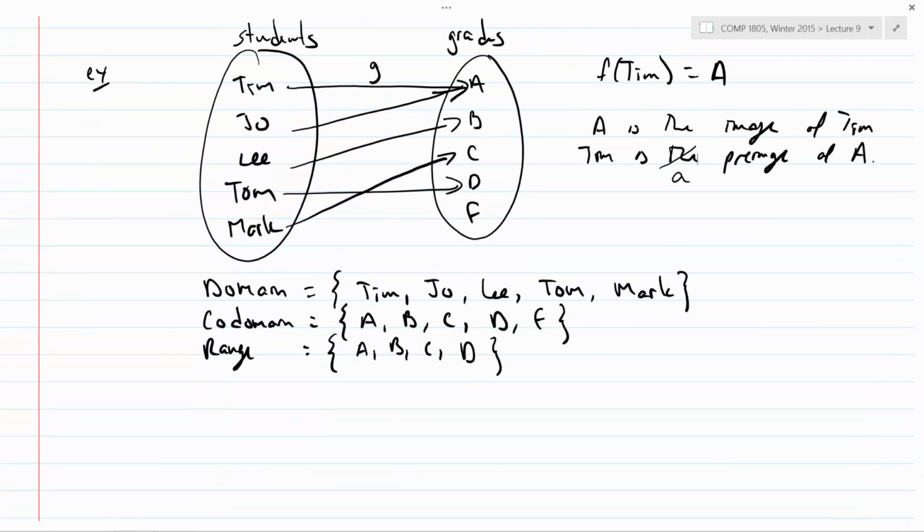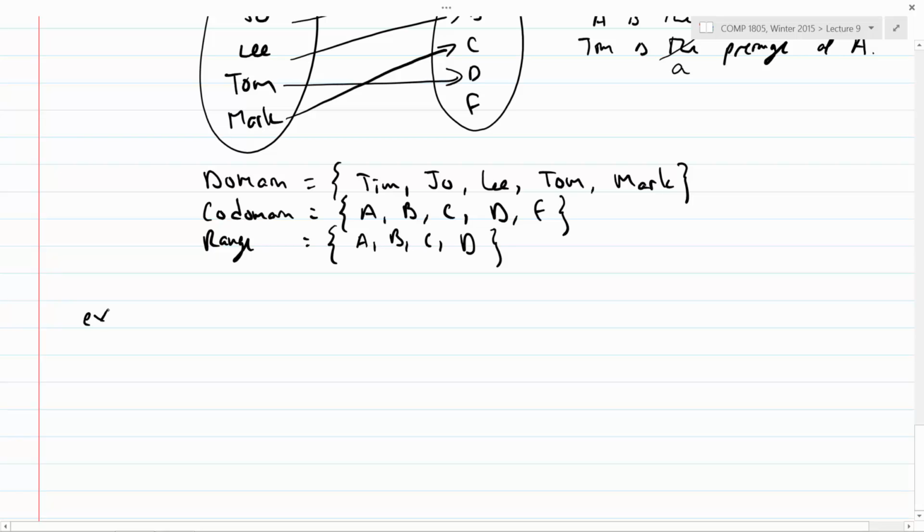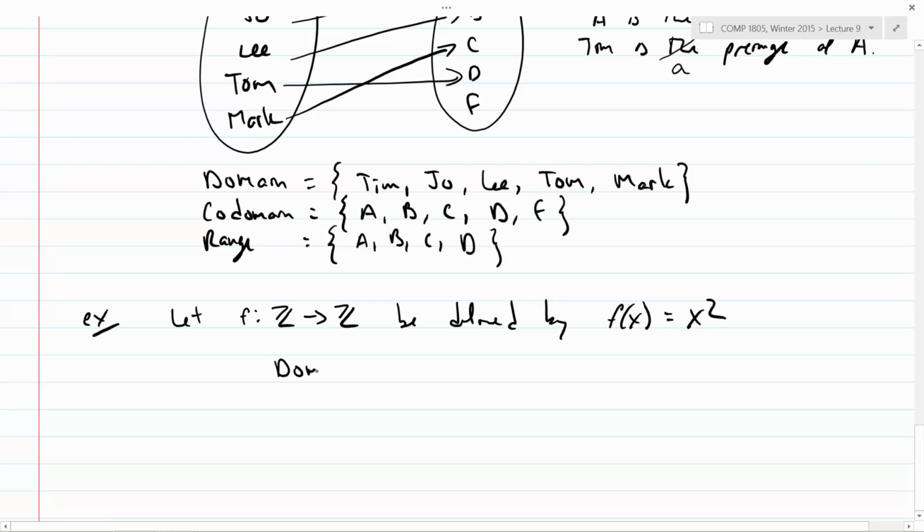All right. So let's see what happens in a slightly different example. This one I'll define by a formula. So let's say we have this function that goes from the integers to the integers, and it's defined by f of x equals x squared. What's the domain of this function? Well, the domain is the thing on the left of the arrow. So the domain is the set of integers. What's the codomain of this function? Also Z, because the codomain is the thing on the right of the arrow, and the thing on the right of the arrow is Z.